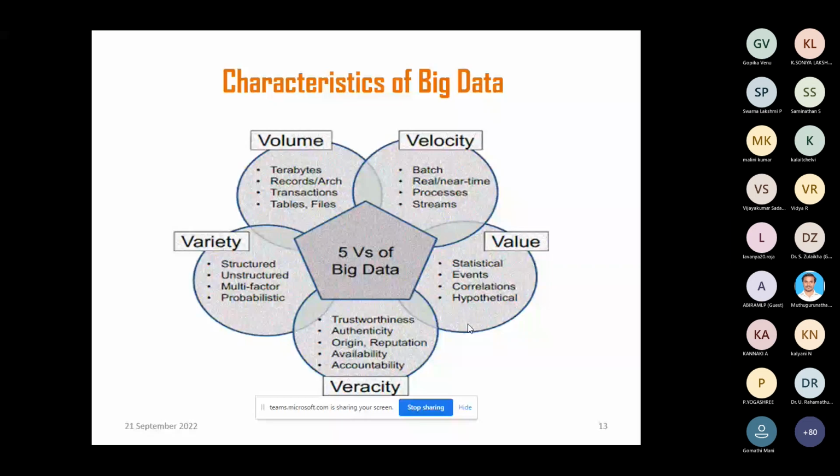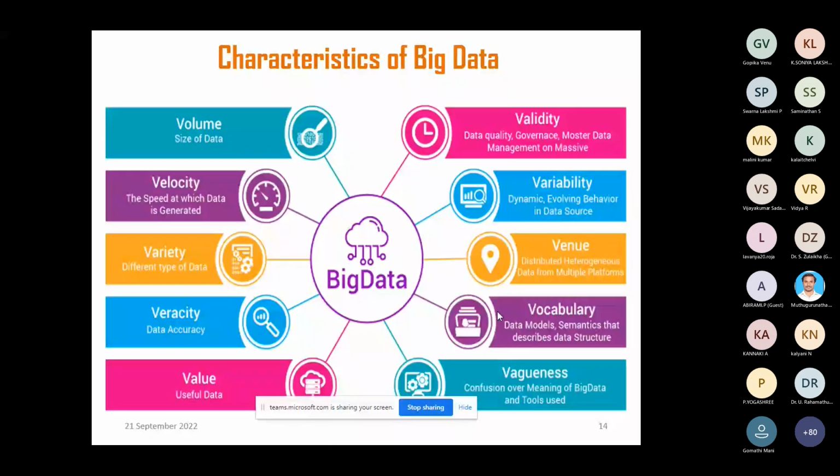And again, as technology evolved, now people are entering into the 10V model. Apart from these 5V, like volume, velocity, variety, veracity, and value, the other 5V are also being considered nowadays, and mostly they are under adoption. Like validity, variability, venue, vocabulary, and vagueness. So these components are also being considered nowadays while defining the characteristics of big data.